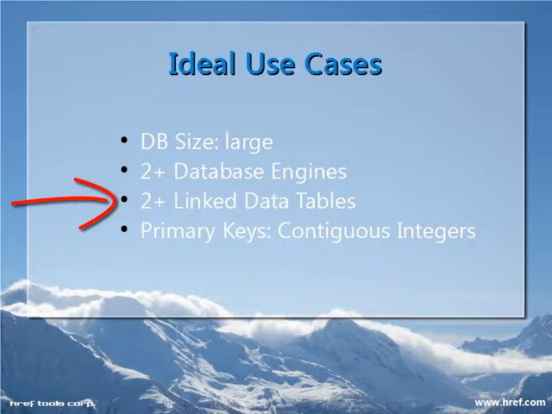The third situation has to do with the complexity of your data model. The more linked tables that have fields that could be worth searching at once, the more Rubicon can help.